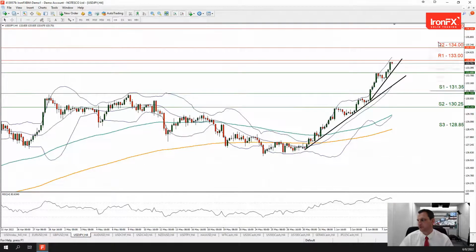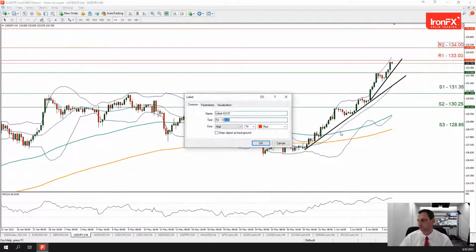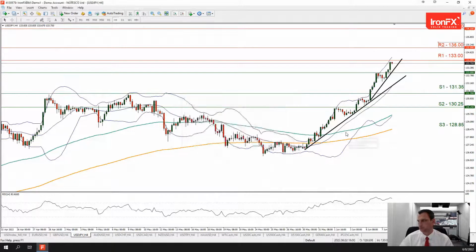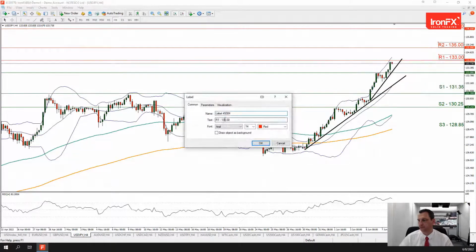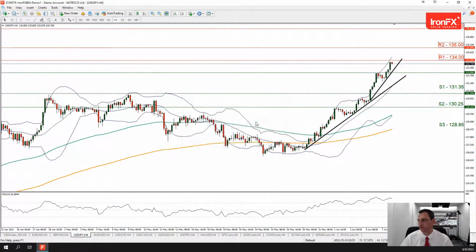$135 being the second resistance line, $134 being the first resistance line. Note that we have moved fundamentally into territory which is actually quite provocative for the Bank of Japan to intervene in the markets and try to drain the international markets of JPYs in order to provide some support for its currency, maybe even defend it a bit, but that once again remains to be seen.